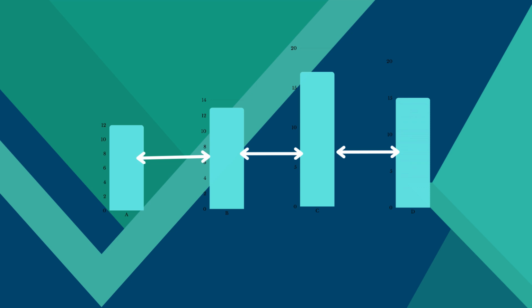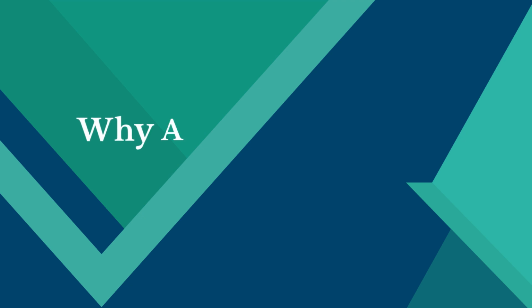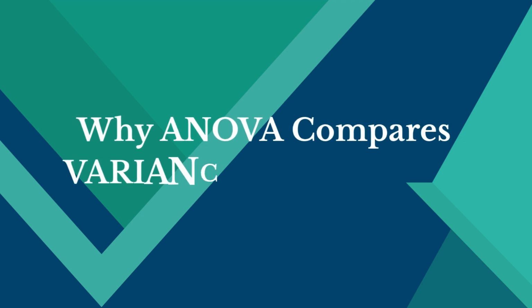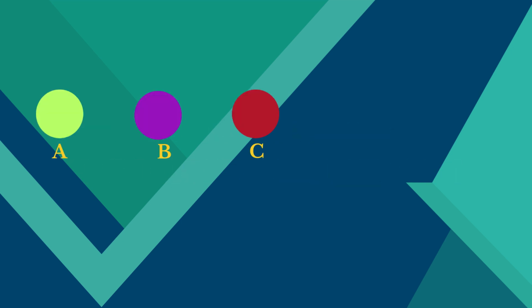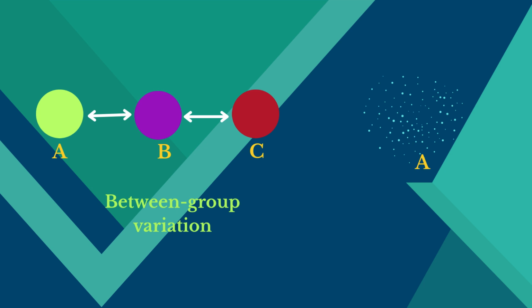But this leads to a very natural question. If we care about averages, why is it called analysis of variance? Here's the intuition. ANOVA looks at two types of variation. First, variation between groups. How far apart are the group averages? And second, variation within groups. How spread out is the data inside each group?